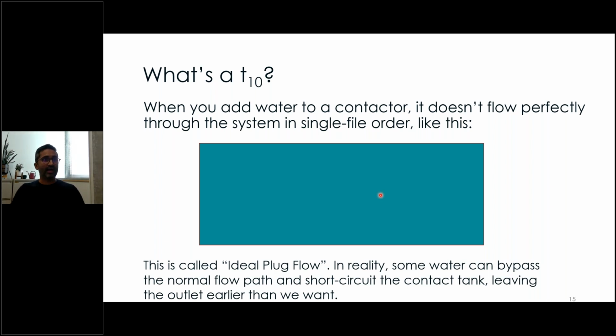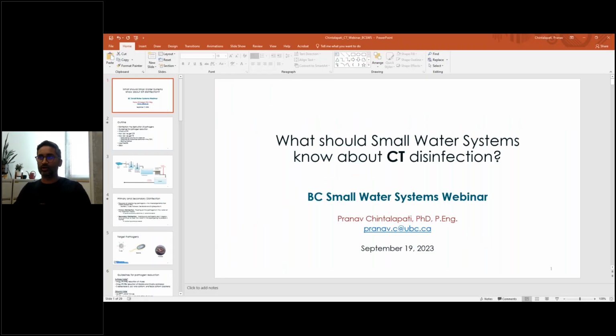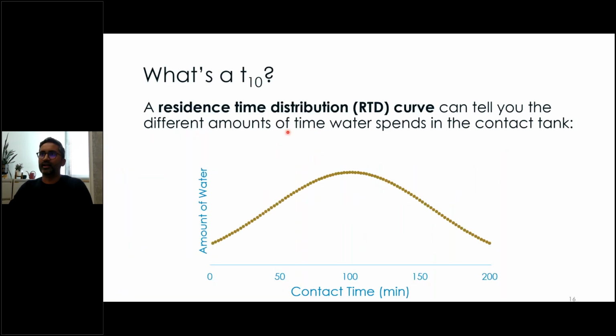And so because of that, what you actually end up with is a distribution of how much time water spends in your contact tank. And so, I lost my, there, okay. Hopefully you can still see the screen. My screen went a little glitchy.